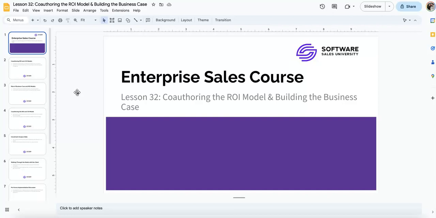We're going to be talking about co-authoring the ROI model and building the business case together. And of course, we've already had the disco, we've run the demo. Now we're helping them to sell internally and sell to the CFO in particular by building an ROI model or a cost of inaction model to show the benefit or the cost of change or staying the same. So we're going to hop right into it here.